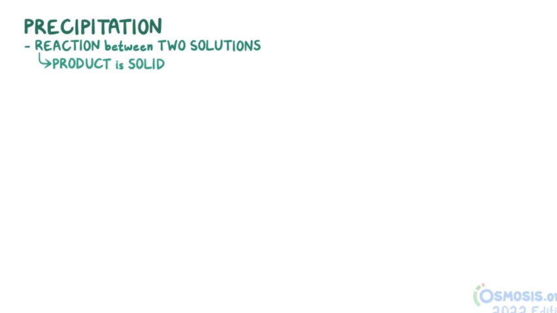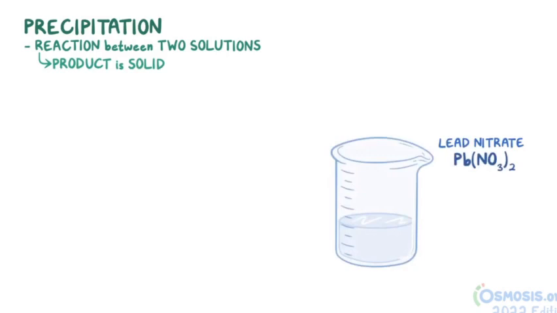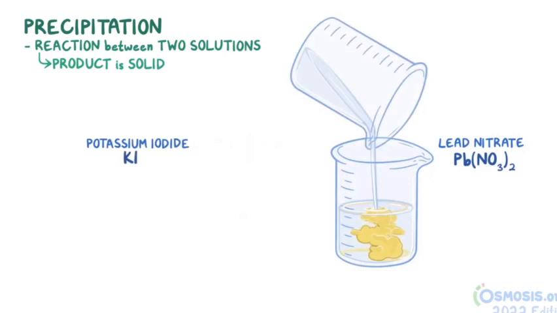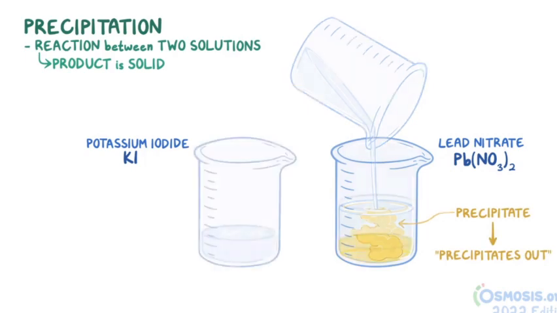Let's say we have a beaker with a solution of lead nitrate and we have another beaker containing a solution of potassium iodide. If we pour the potassium iodide solution into the beaker containing the lead nitrate, we observe a cloud of yellow solid appearing in the beaker. That yellow solid is our product, which is the precipitate of the reaction. We would say that the solid precipitates out when it falls to the bottom of the beaker.